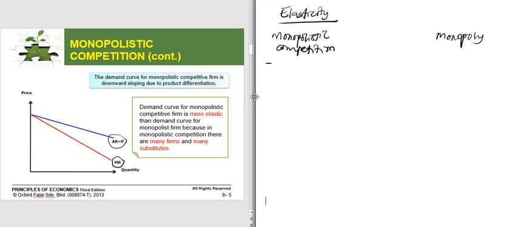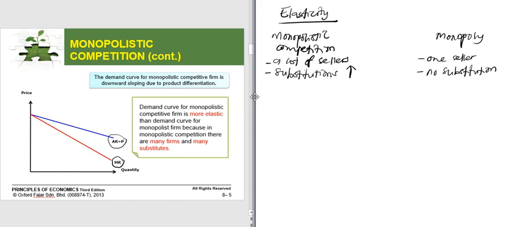So in monopolistic competition, there are a lot of sellers. Okay, therefore there will be a lot of substitution for the product. Okay, product substitution will increase. But for monopoly, there is only one seller. Therefore, the product has no substitution.